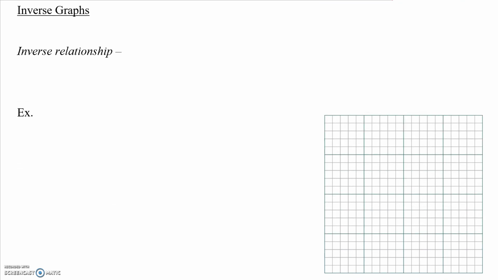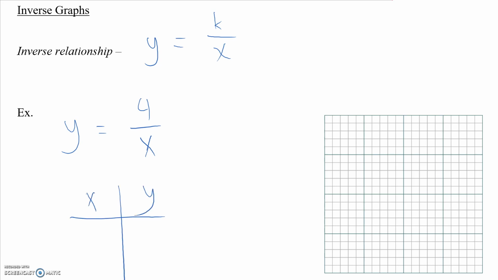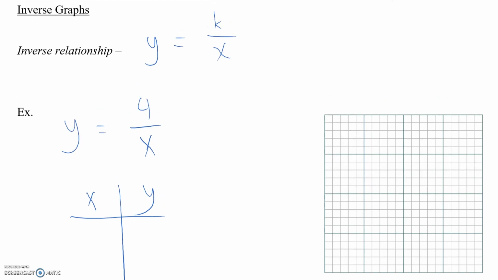Finally, let's do inverse graphs. Those have the relationship y equals k over x. For example, maybe it's y equals 4 over x. One final time we can do our table. If x is equal to 1, or let's say 2, or 4, or 8, what do we get for y? When you plug in 1, y is 4. When you plug in 2, 4 divided by 2 is 2. Go ahead and figure out the other values when x is 4 and 8.